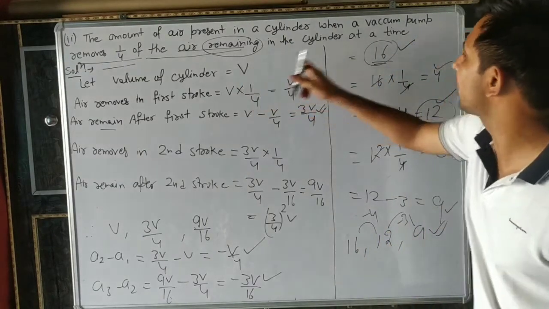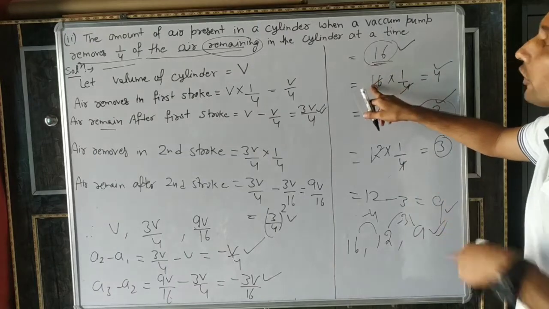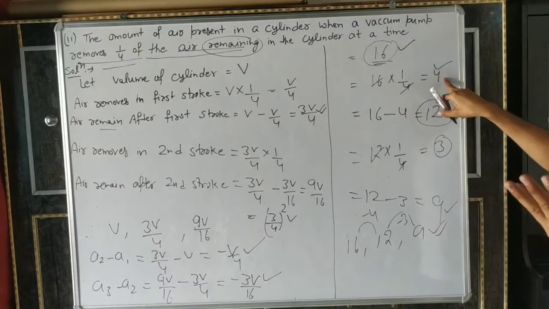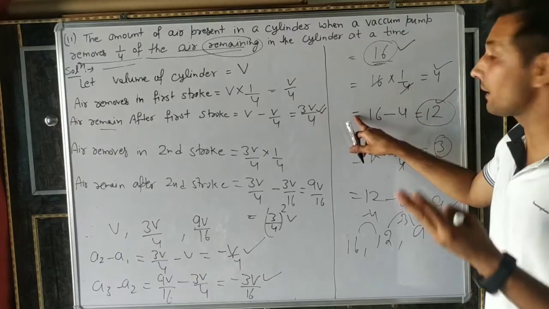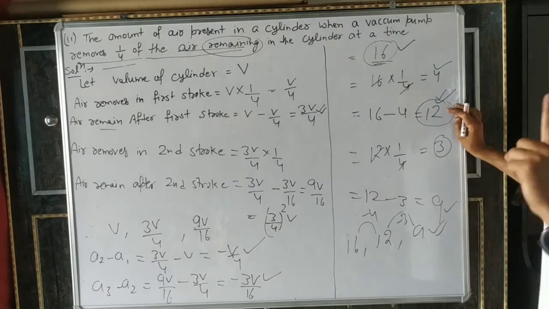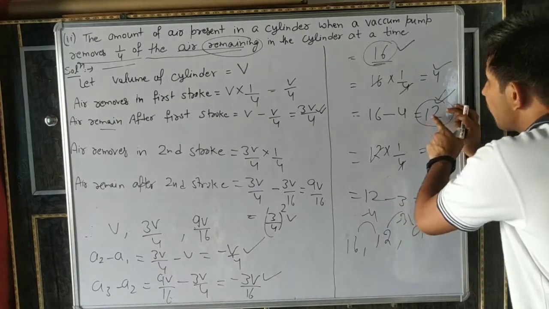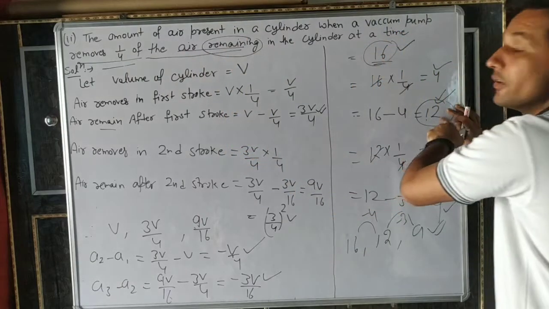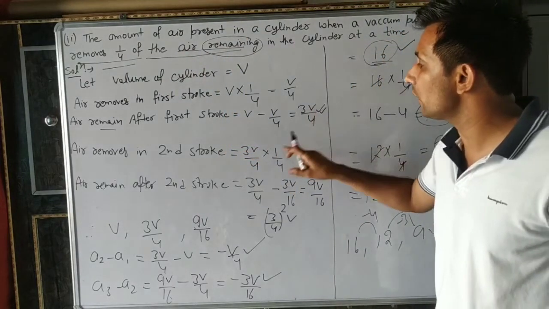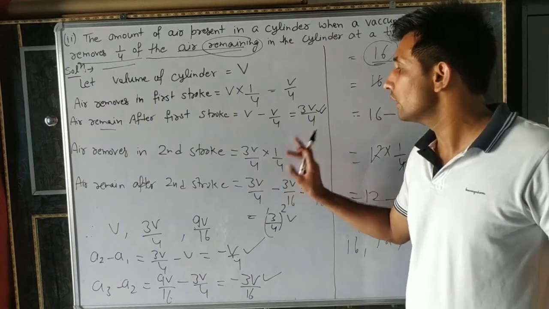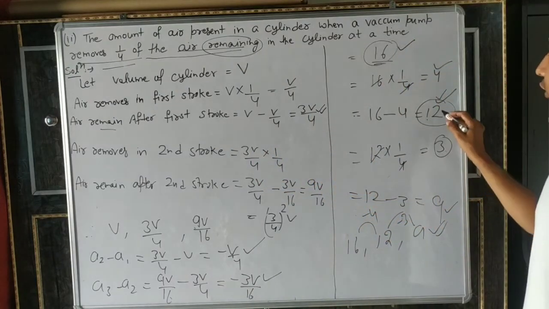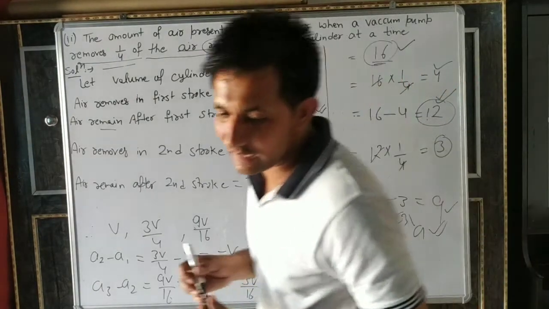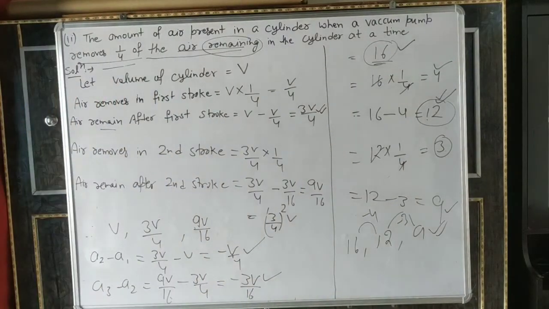It is just an example. In place of V, we take 16. 1 upon 4 removed: 16 into 1 upon 4 of 16 is 4. If the total is 16 and 4 is removed, how much remains? Only 12. Now we will take 1 upon 4 of 12, because in the question it is given 1 upon 4 of the remaining. Here 3V upon 4 remains. So 3V upon 4 into 1 upon 4: 3 is removed, the total is 12, 12 minus 3 is 9. The fourth part you can do yourself, same as it is, dear.